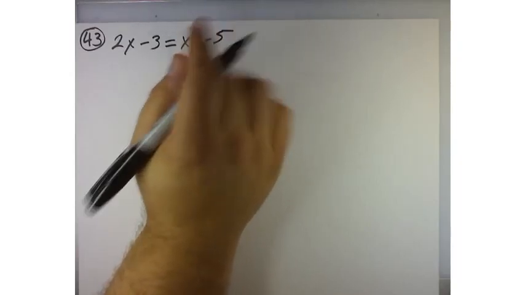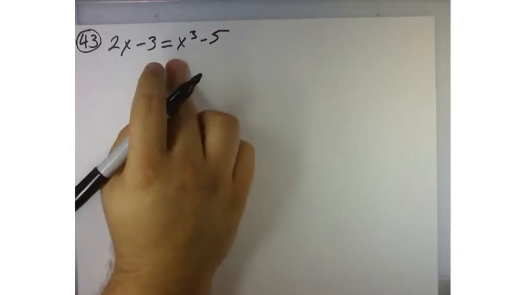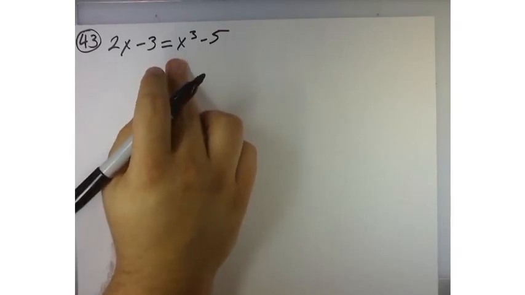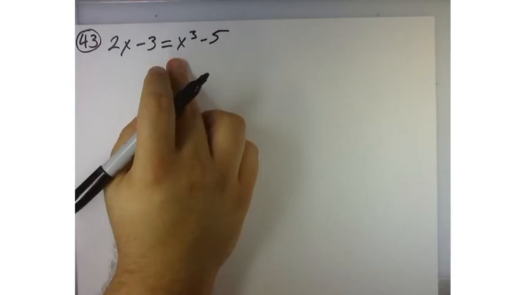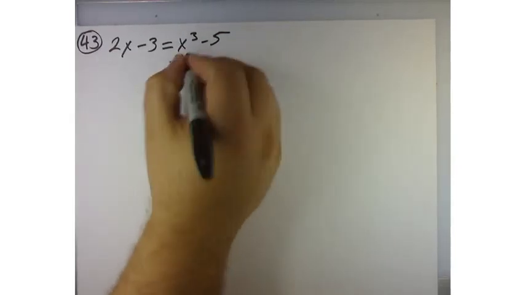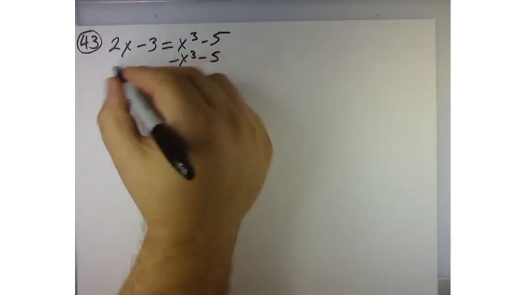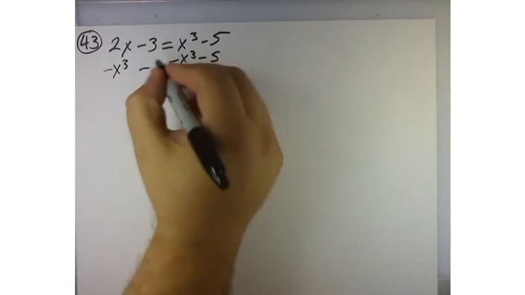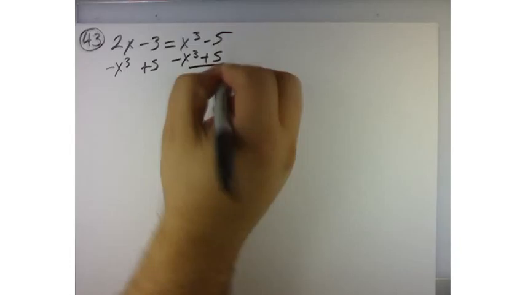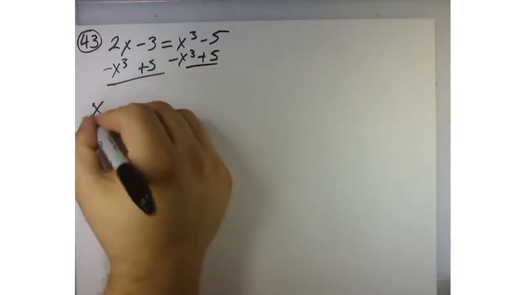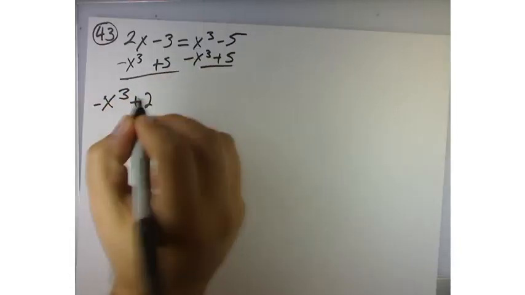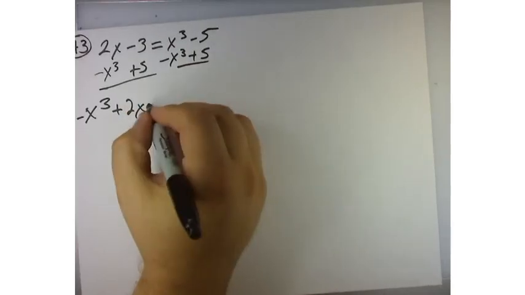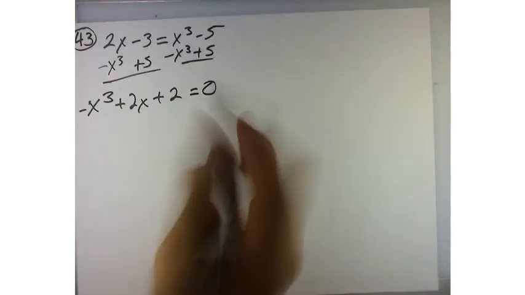Because we haven't gone into a lot of practice with solving just random polynomials, algebraically speaking. But that's not what the textbook says. The textbook says set the right-hand side equal to 0. So my only responsibility is to subtract x cubed and then add 5 to both sides. And I get negative x cubed plus 2x plus 2 is equal to 0.